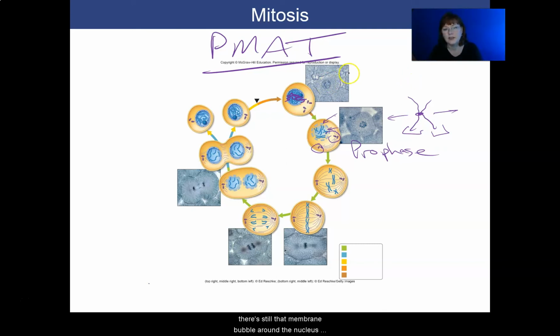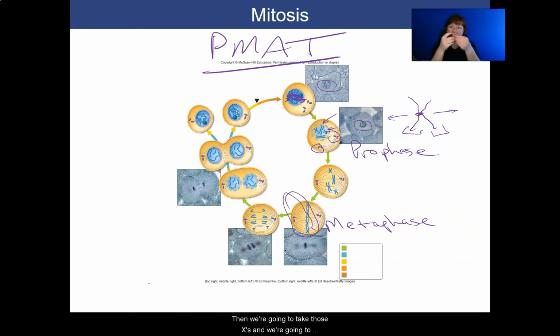So up here you can see there's still that membrane bubble around the nucleus. And here you can see the chromosomes are getting darker and more condensed, and you don't see that membrane around them. Then we get to where our chromosomes are all lined up here in the middle. This is metaphase. So think M for the middle. Metaphase is in the middle.